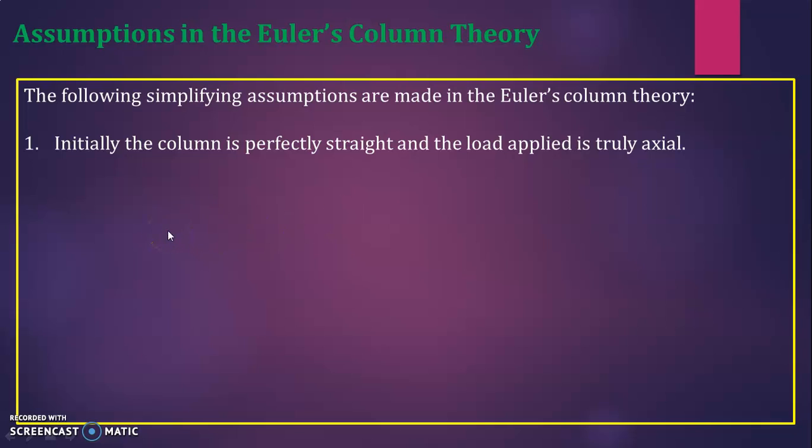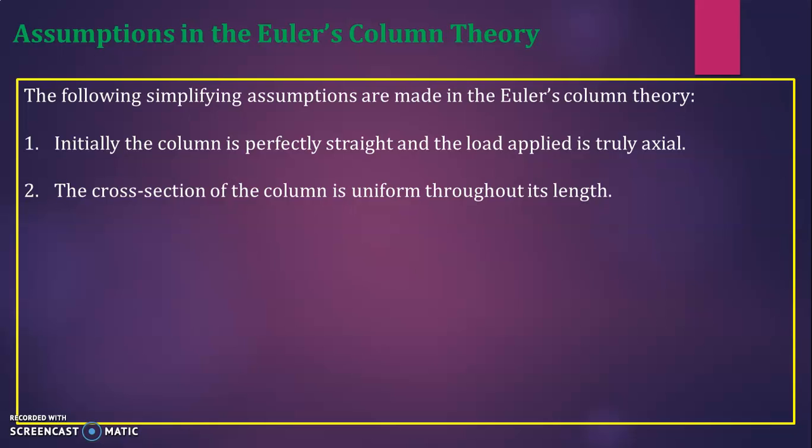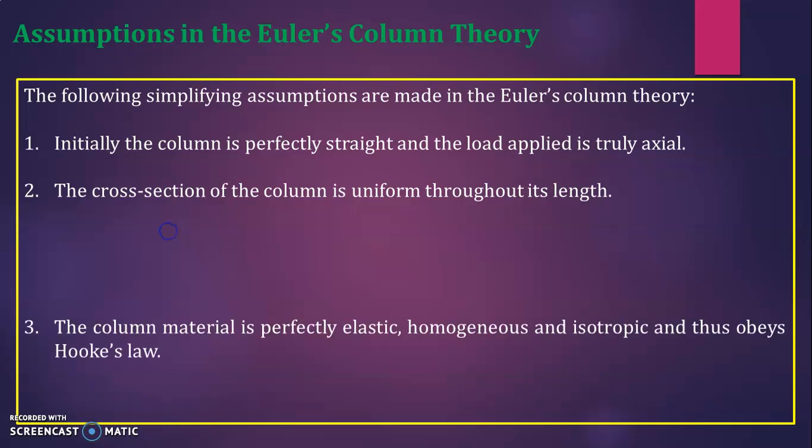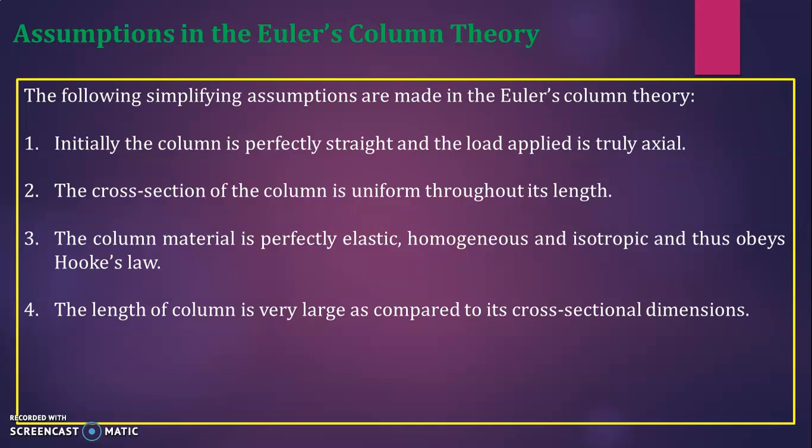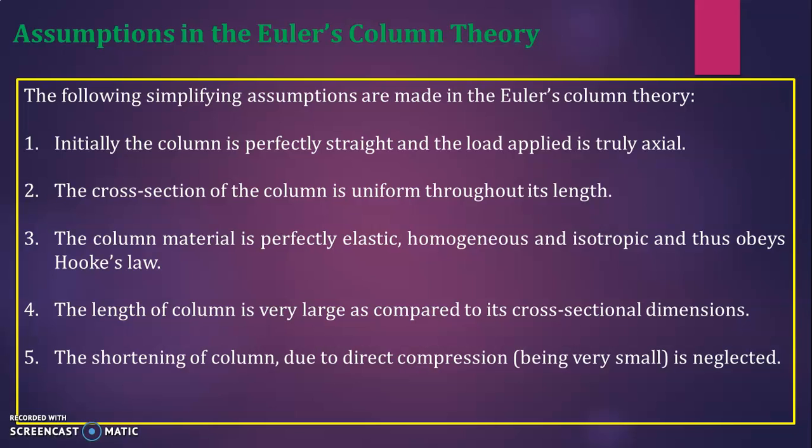The first one is, initially the column is perfectly straight and the load applied is truly axial. Second, the cross section of the column is uniform throughout its length. Third, the column material is perfectly elastic, homogeneous and isotropic and thus obeys Hooke's law. And the length of the column is very large as compared to its cross-sectional dimensions. The shortening of the column due to direct compression is neglected, meaning the crushing effect is not considered. The failure of the column occurs due to buckling alone. These are the assumptions made in Euler's theory.